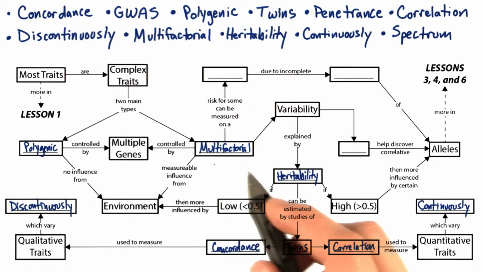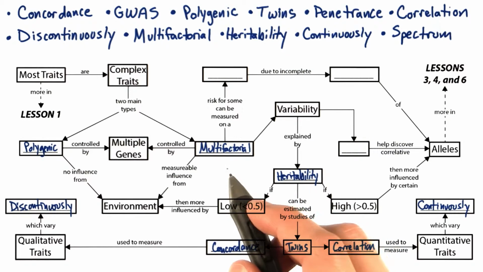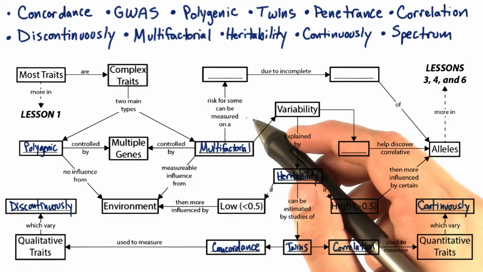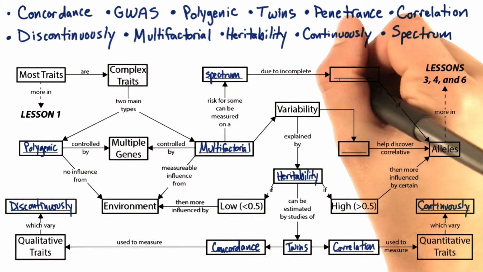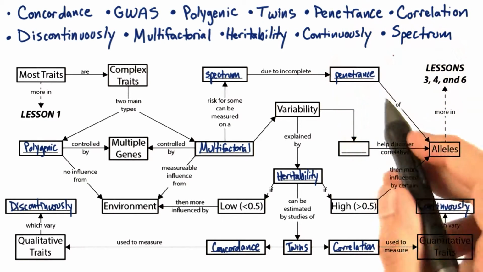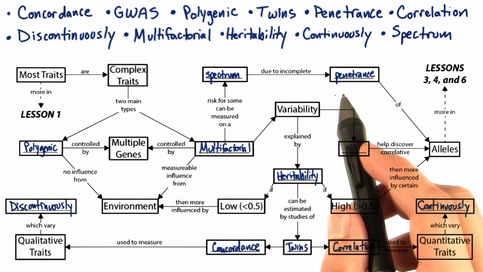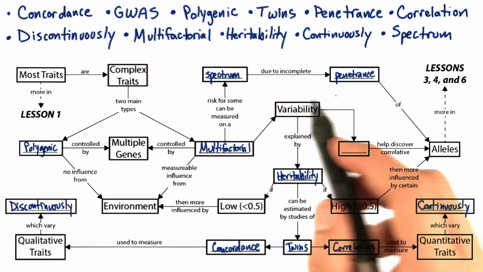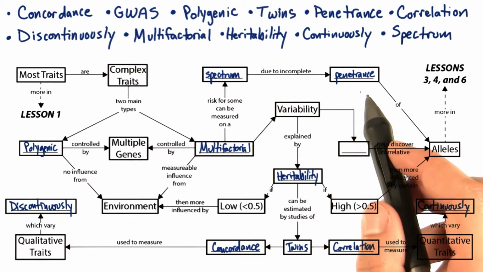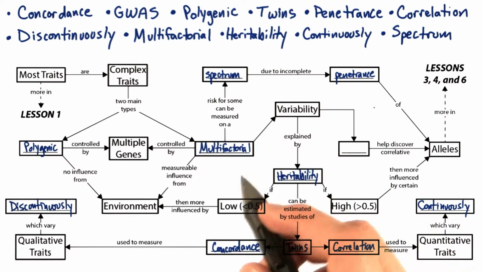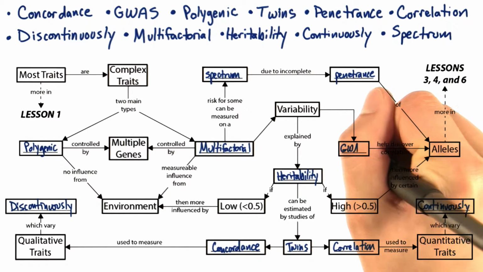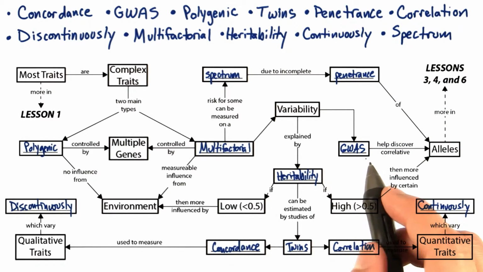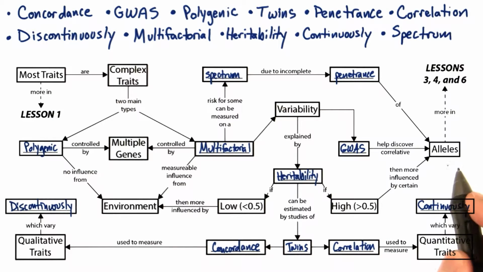So in general, these multifactorial traits that show a range of variability, like our risk for breast cancer, can be measured on a spectrum. And overall, this is due to incomplete penetrance of particular alleles. So this throws a monkey wrench into the simple dominant and recessive traits we learned about in lesson 8. And then in our search for understanding the variability among multifactorial traits, we can use GWAS studies, or genome-wide association studies, to help discover correlative alleles that might influence these multifactorial traits.